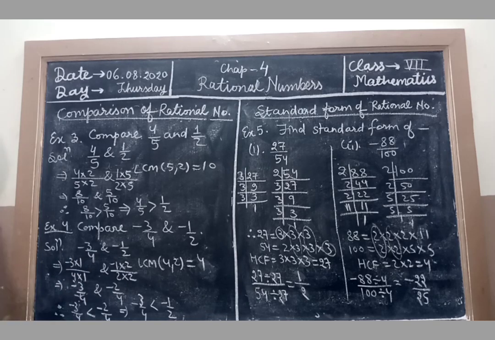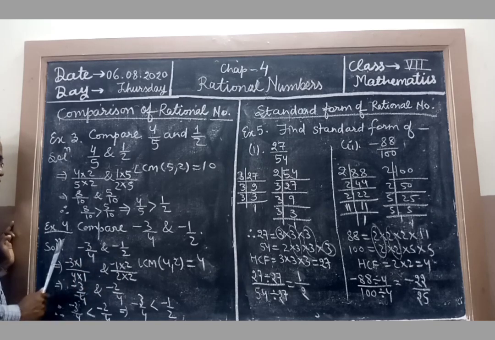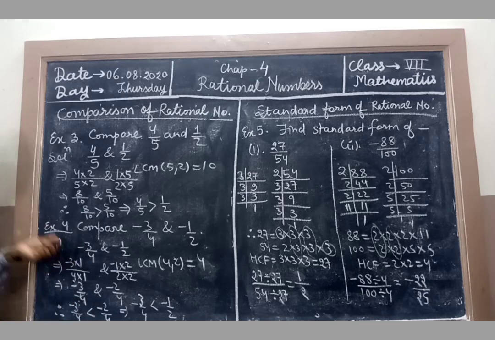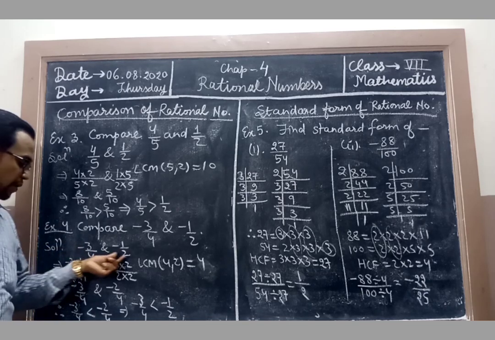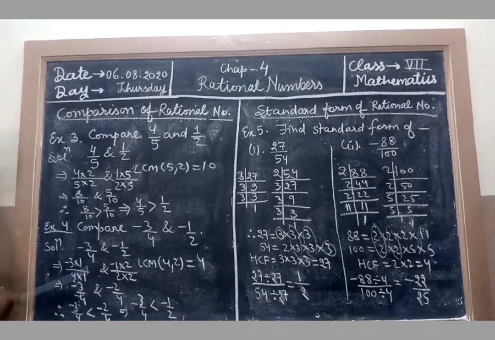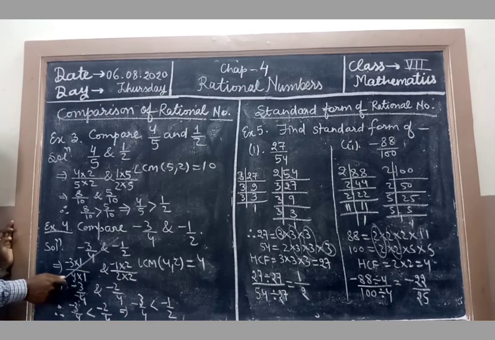Example 4. Compare minus 3 by 4 and minus 1 by 2. Solution: minus 3 by 4 and minus 1 by 2. Initially we take the LCM of the denominators 4 and 2. The LCM is 4. So 4 is multiplied by 1, so minus 3 into 1 upon 4 into 1. 2 is multiplied by 2, so minus 1 into 2 upon 2 into 2.